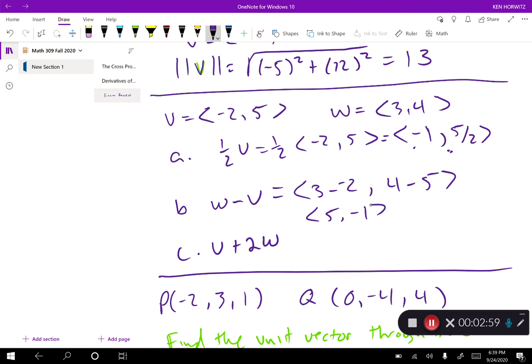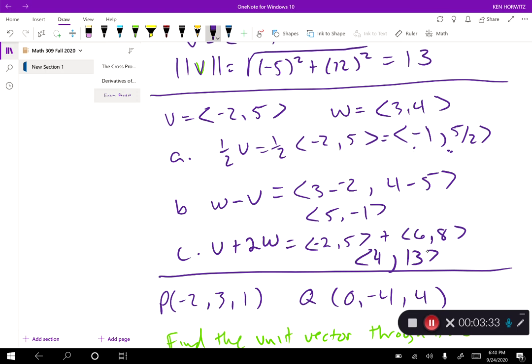For v plus 2w, you should do -2, 5, plus, and I'm going to multiply w times 2, which gives 6, 8. And when I add the corresponding components together, you should wind up with 4, 13.